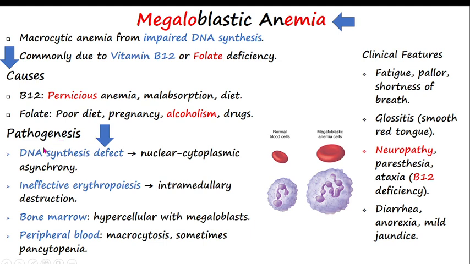If we talk about pathogenesis, it means how this megaloblastic anemia is going to occur. As I said, there will be a DNA synthesis defect. If there is a DNA synthesis defect, the cytoplasm will mature, but the nucleus will not continue to mature. This means the red blood cell precursors have nuclei that are not going to mature. Hence, there will be what you call nuclear-cytoplasmic asynchrony. Automatically there will be ineffective erythropoiesis, meaning the way normal red blood cells are formed is now defective. This will cause extramedullary destruction. Remember, in the spleen there will be high destruction of these abnormal red blood cells.